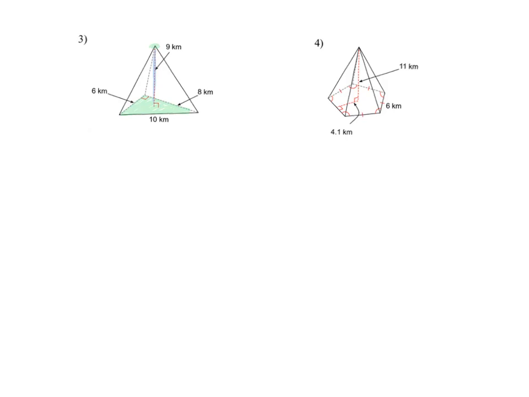Cool. So let's do it just exactly like we've been doing. This base is a triangle. And to find the area of a triangle, we use 1/2 little b times little h.